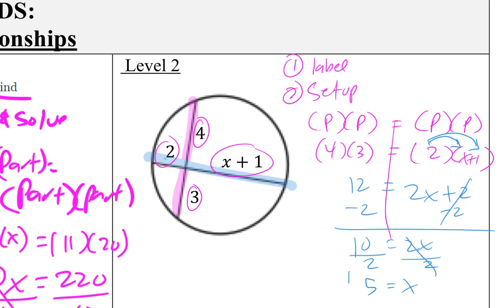equals x, right? Those cancel out. So our answer on this one would be x equals 5. So we're just going to set it up. Part times part equals part times part when it's on the inside.